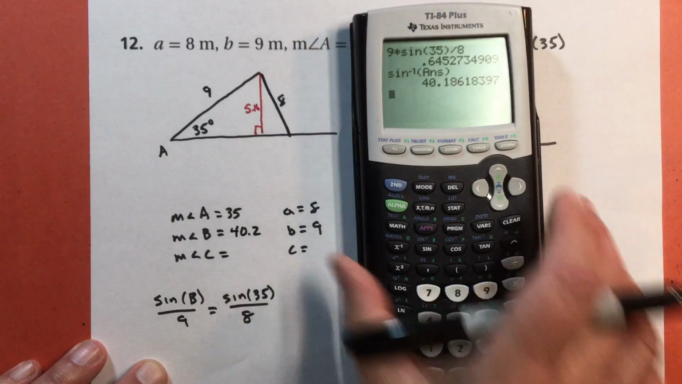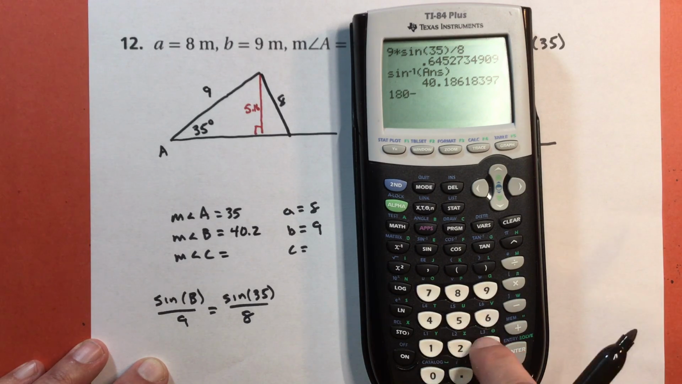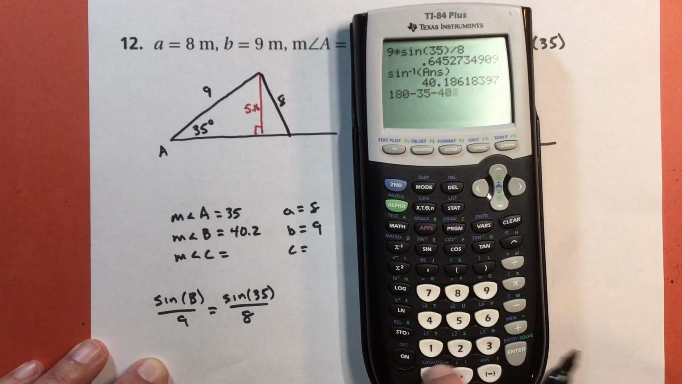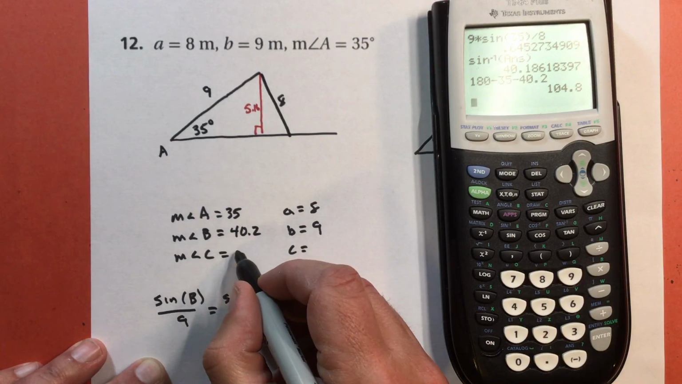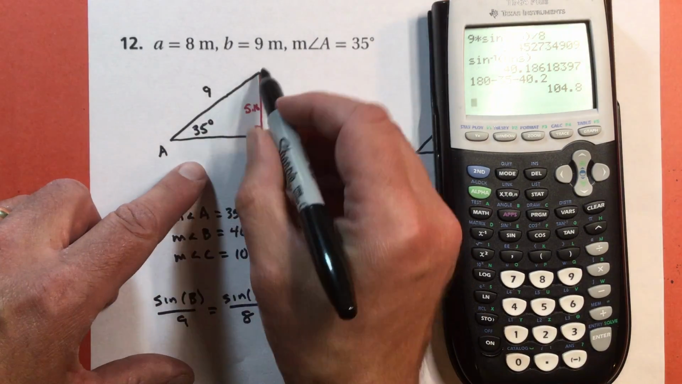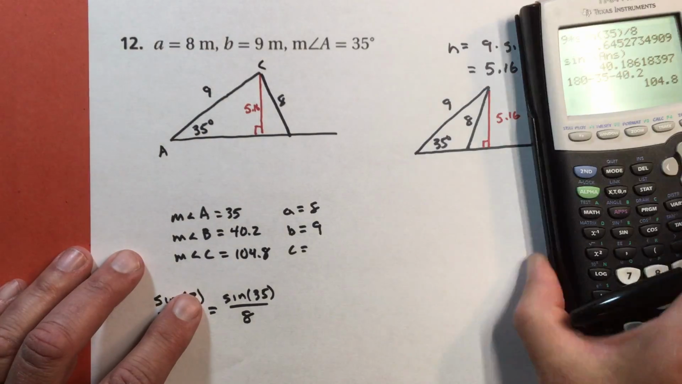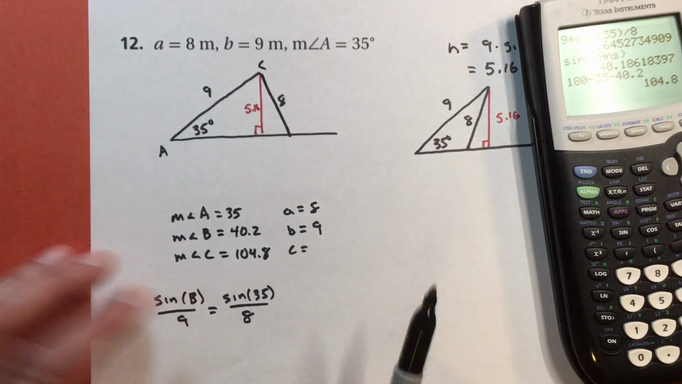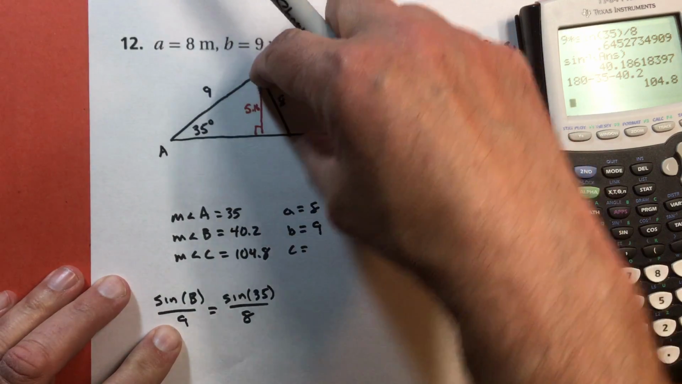Now I take 180, subtract 35, subtract 40.2, and my angle C is going to be 104.8. That's this angle right here. This is angle C. And even though I didn't draw it right, because my 8 is not to scale with my 9, hopefully if I drew it better it'd be a little bit easier. I should probably use a compass so I can draw.